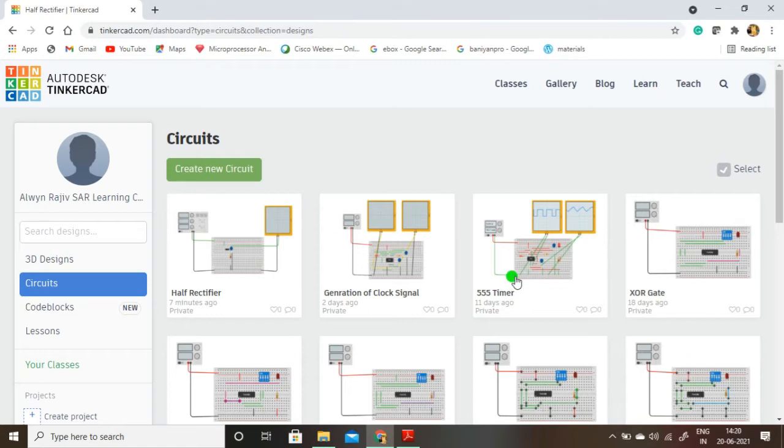Now I am going to simulate our full wave rectifier circuit. Already I explained what is meant by a rectifier, what is the use of the rectifier, and where it is used. Now, my rectifier circuit is to improve the efficiency. Okay, now here we are going to create a new circuit. In this new circuit, we are using the transformer.